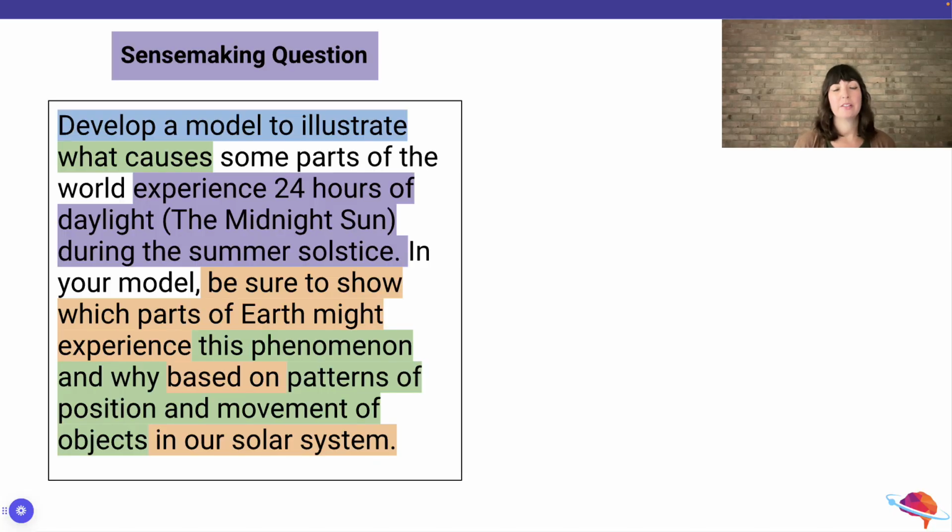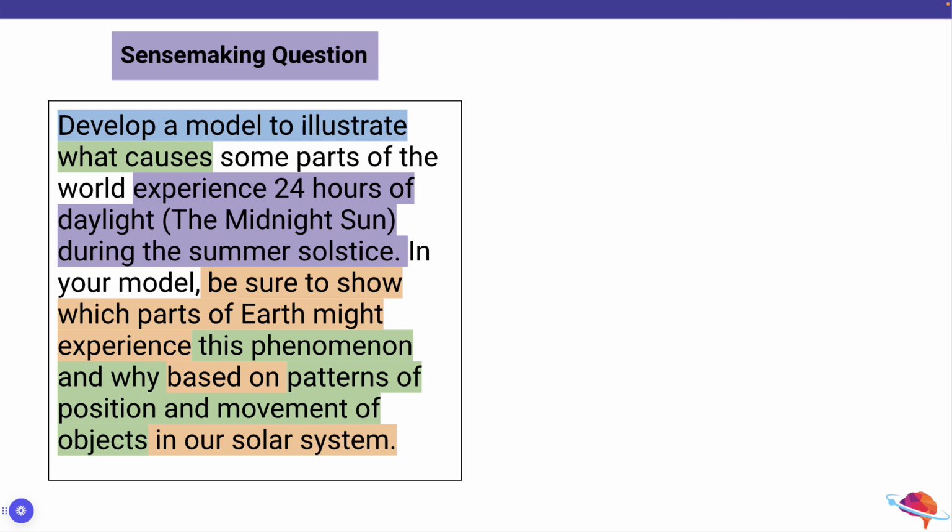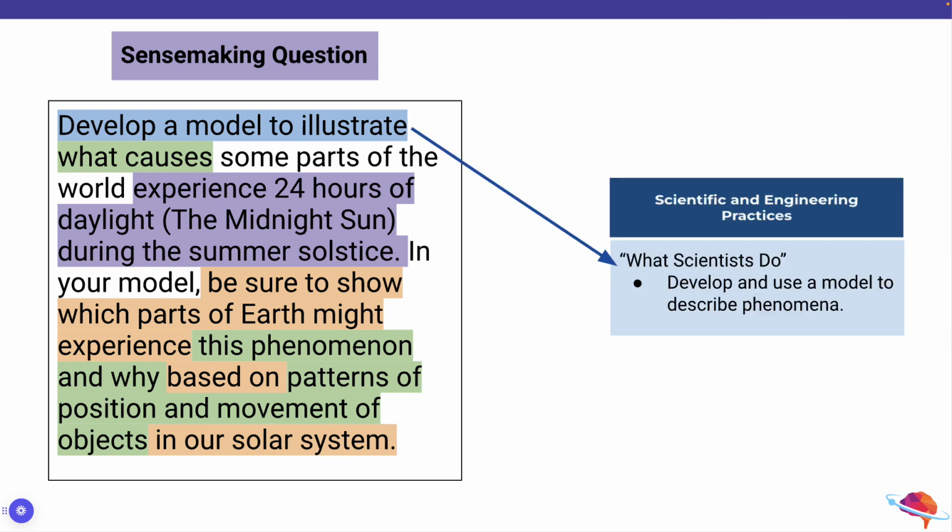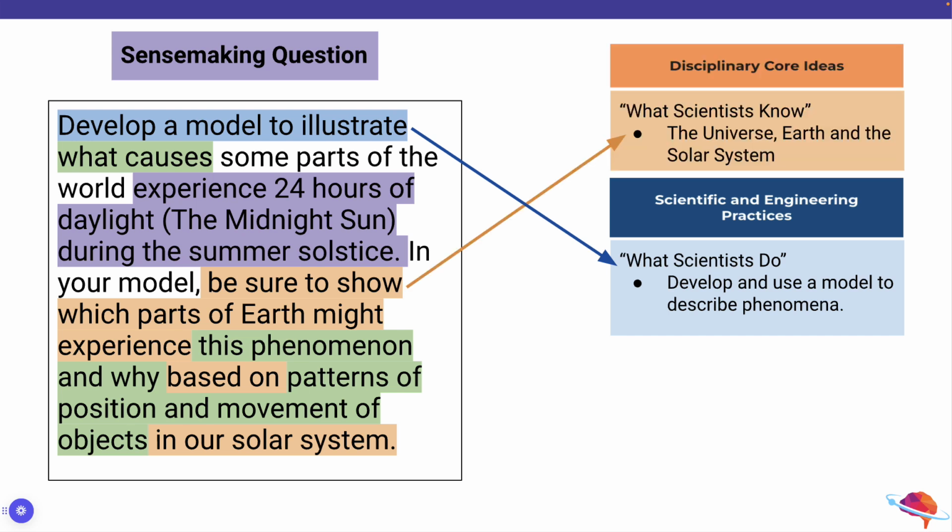Ultimately, we want students to complete rigorous tasks and answer complex sense-making questions, such as the one seen here, to determine if they have mastered this performance expectation. Breaking down this free response question about the midnight sun will help us get an even better understanding of phenomenon to performance expectation alignment. This question asks students to develop a model to explain what causes some parts of the world to experience this phenomenon of the midnight sun.